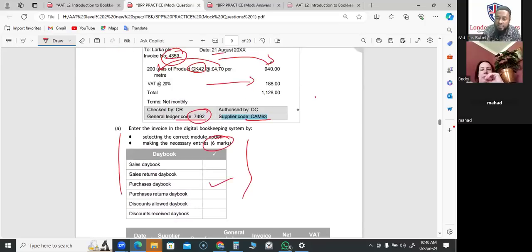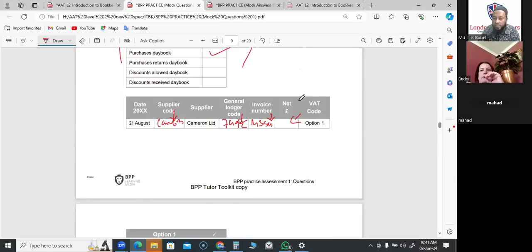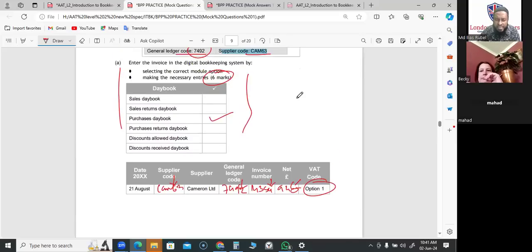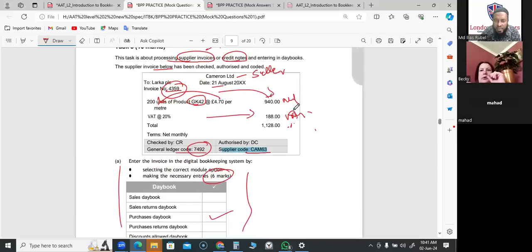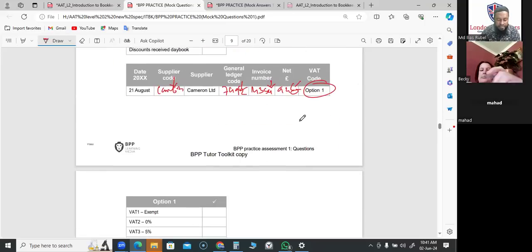Net is this. This is net. This is VAT, and this is gross. Yep. So 940. And what did they say about the VAT? Did they say something? They generally say VAT. Yeah, VAT is 20%. VAT is 20%. Okay, let me see then.